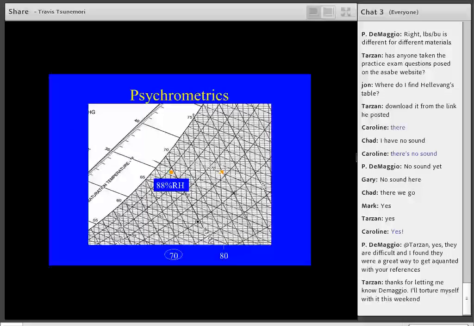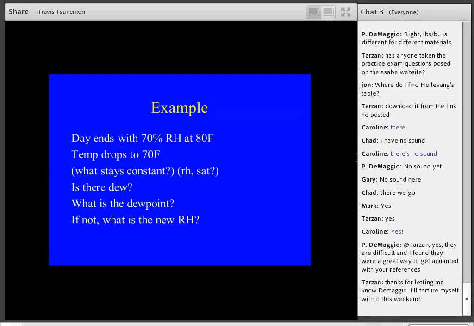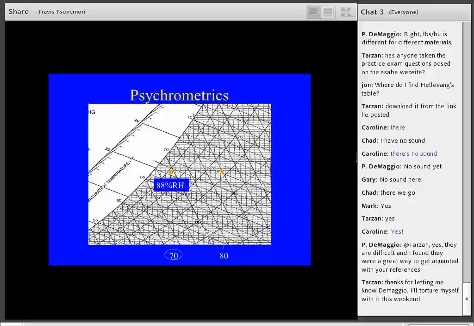Let's go back to our chart. Now we're focusing in on a little chunk of the chart. So here's 80 degrees. All right, remember, 80 degrees, 70% relative humidity. Then we're going to drop to 70 degrees. So 80 degrees, we go straight up till we find 70% relative humidity. And we didn't go far enough. That's 70% wet basis. We need to go a little higher to get 70% relative humidity.